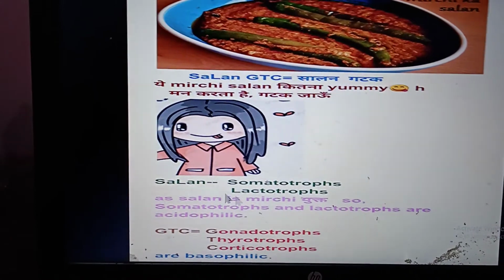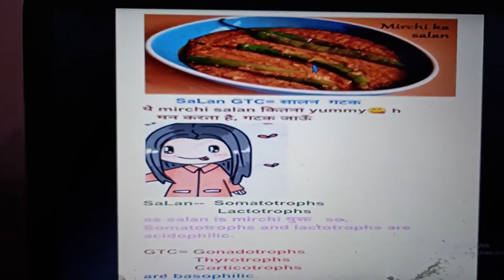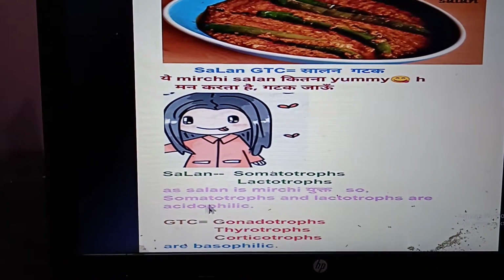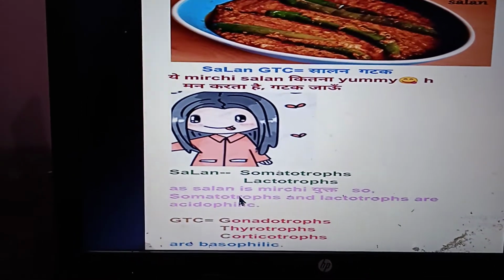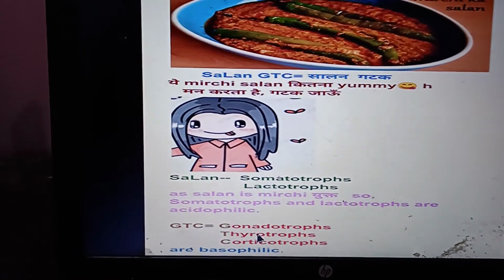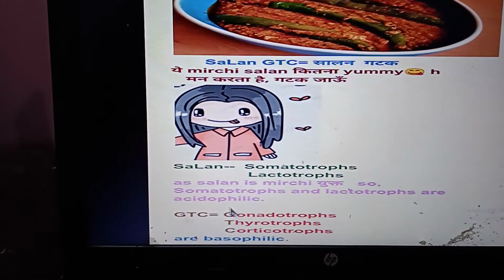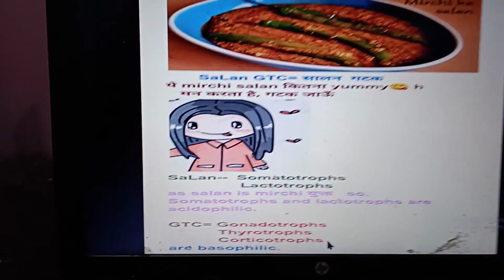SLL. So somatotrophs and lactotrophs. It is mirchi yukt. This is mirchi ka salan. So mirchi signifies acidophilic or eosinophilic. Where is the gatak jaun? Man to karta hai gatak jaun, want to eat. So gatak is basophilic. That is gonadotrophs, thyrotrophs and corticotrophs.